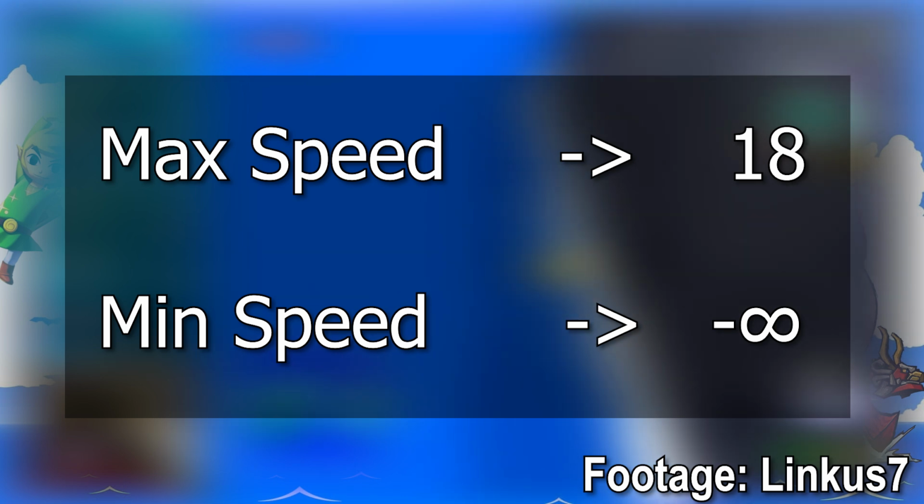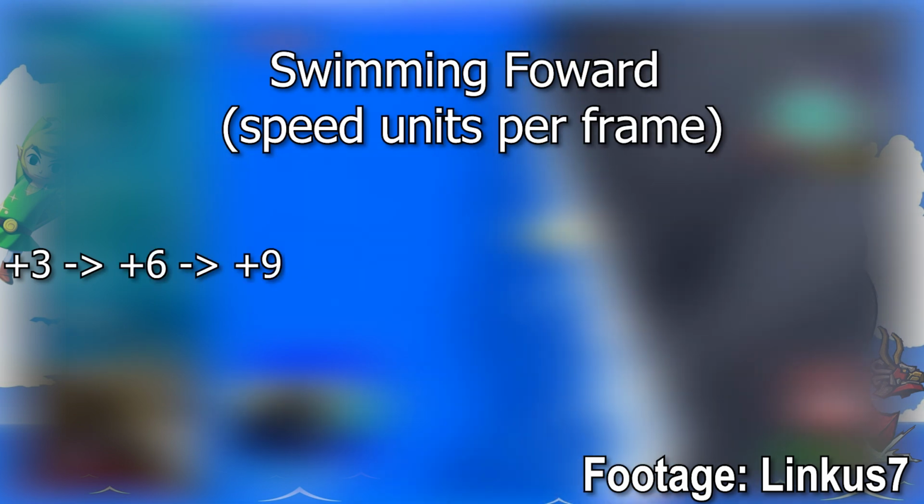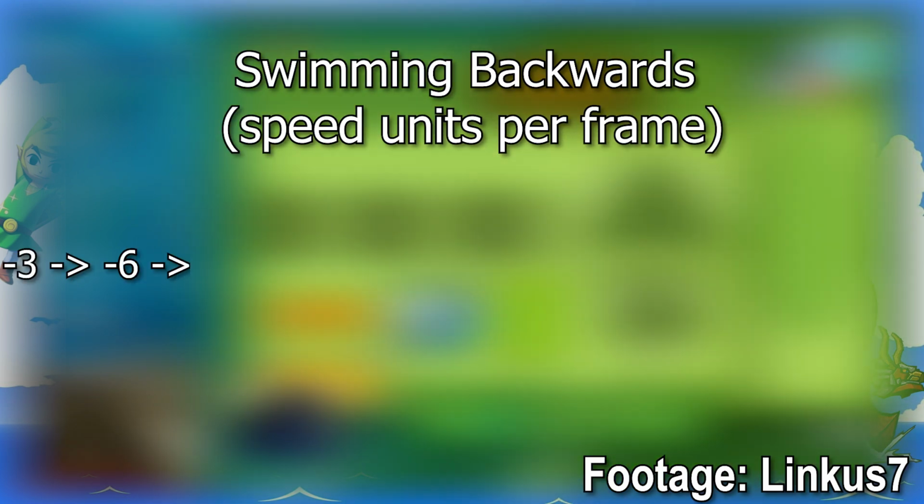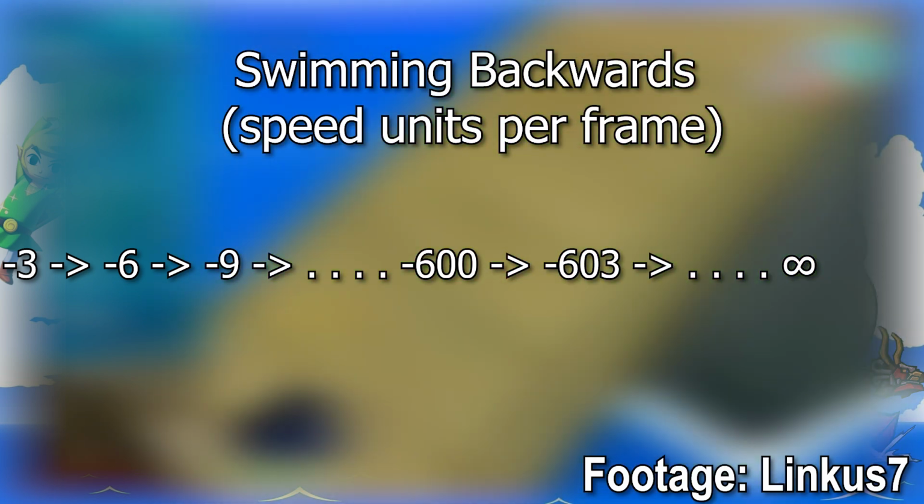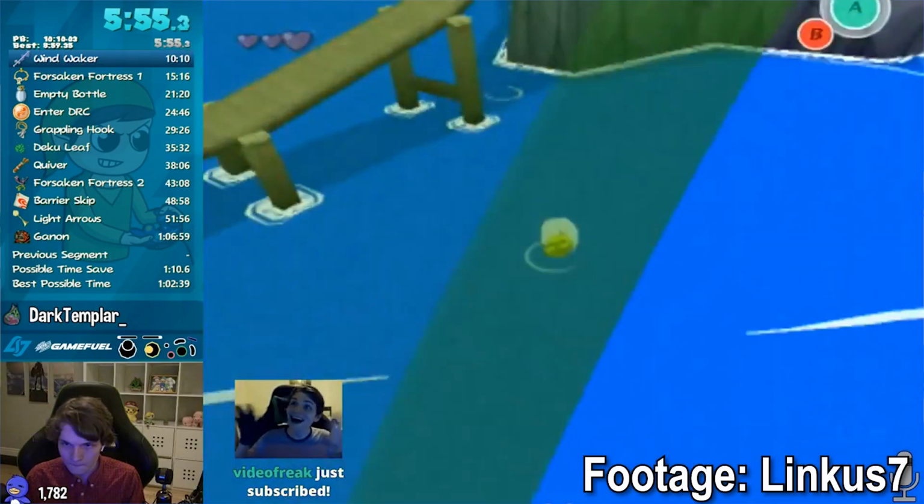But in Windwaker, Link's swimming speed has a max cap of 18 speed units, but can go infinitely into the negatives, which is why a glitch like this works. Every frame swimming forward, Link gains 3 speed, until the max of 18 of course. But the frame where he turns around in the water, he gains -3 speed for that one frame. So by constantly turning around frame perfectly in the water, you are able to build up that negative value to massive amounts.